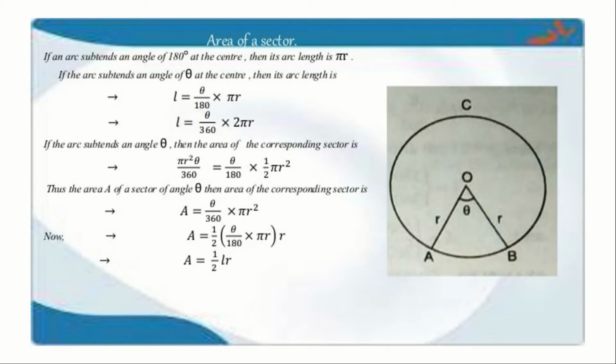Here the important formula is A equals theta by 360 into pi r squared. This is the formula for a sector with angle theta. So this is the formula which we have to remember: theta by 360 into pi r squared, the area of a sector.